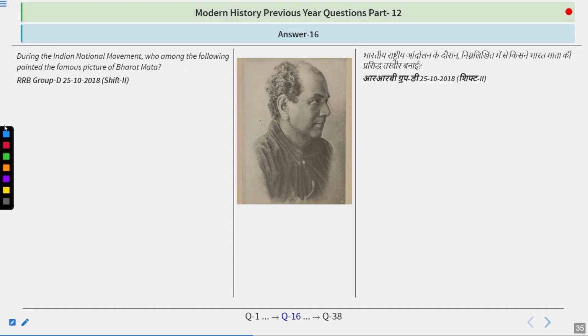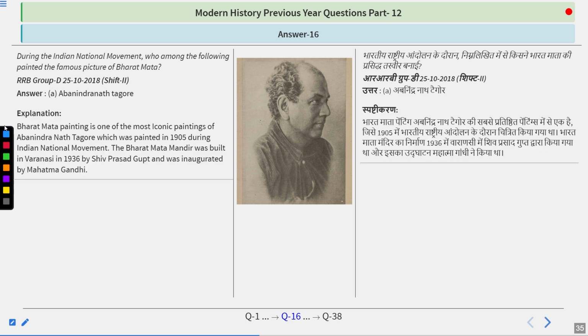So the answer of this question is Abanindranath Tagore. The Bharat Mata painting is one of the most iconic paintings of Abanindranath Tagore, which was painted in 1905 during the Indian National Movement. The Bharat Mata Mandir was built in Varanasi in 1936 by Shiv Prasad Gupta and was inaugurated by Mahatma Gandhi. So do remember, the answer is Abanindranath Tagore.